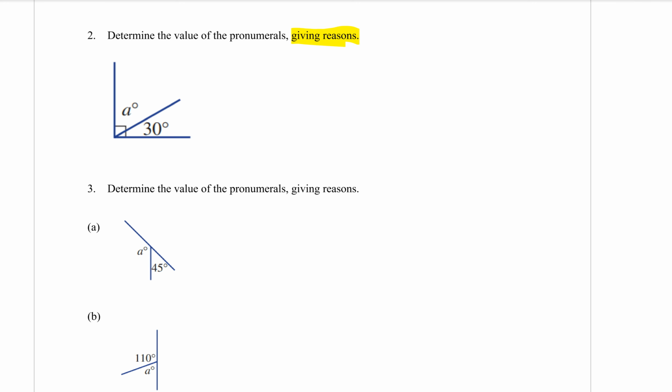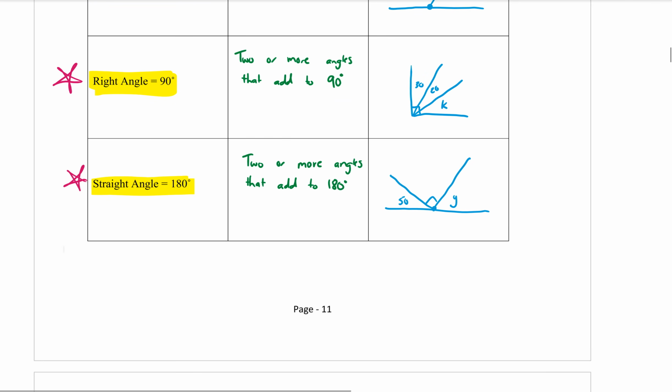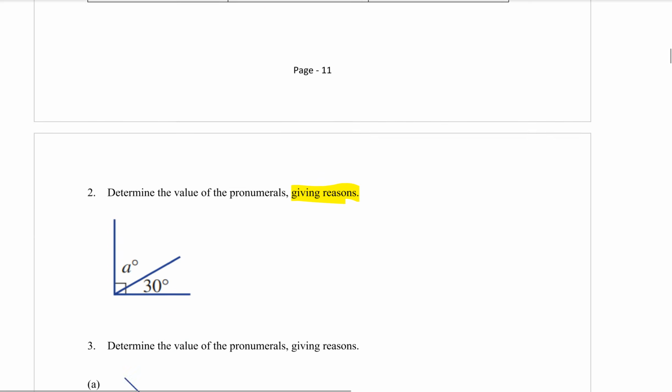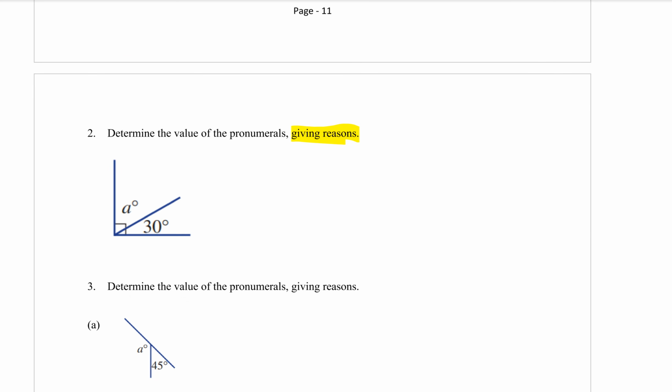The first thing you do is you look at the question and you go, oh, I have a right angle that's been cut up here. So I know I'm going to be using the right angle equals 90 degrees rule. These two that I put stars next to are the ones that you're going to be using most of the time, if not all of the time, in the questions that you're about to do. Determine the value of the pronumeral. Those two angles, A and the 30, have to add. So A plus 30 adds to give 90 degrees.